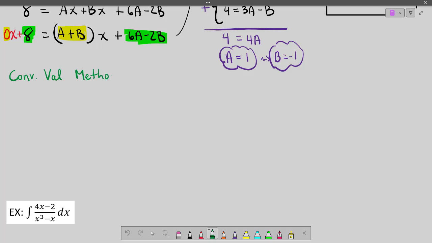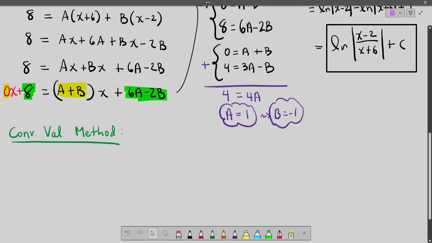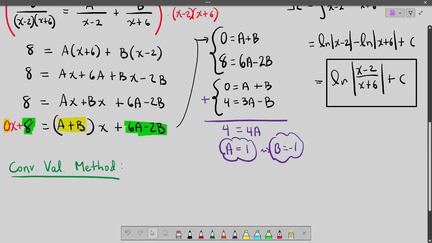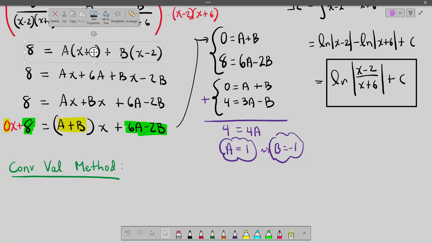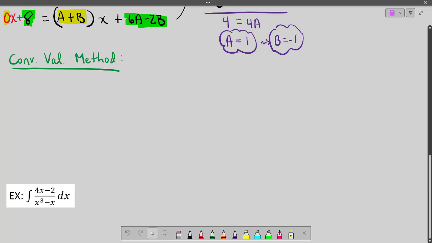So the convenient value method, in contrast to that method, the traditional method that gives you a system. Let's take this equation right here and put it down here. Doesn't want to do that. Oh, and there's not a right click down there. But I should be able to.